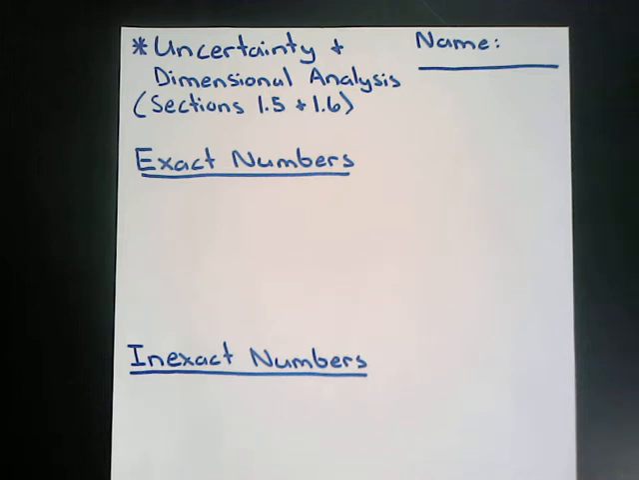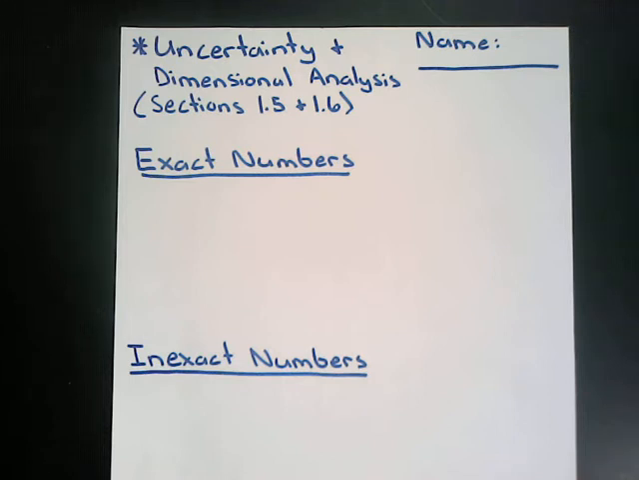Today what we're going to be talking about is uncertainty in measurements and dimensional analysis. Our objectives before we get into the details of the notes: number 1, determine the number of significant figures in a measured quantity. Objective 2, express the result of a calculation with the proper number of significant figures. And the third and final objective is you should be able to convert between units by using dimensional analysis.